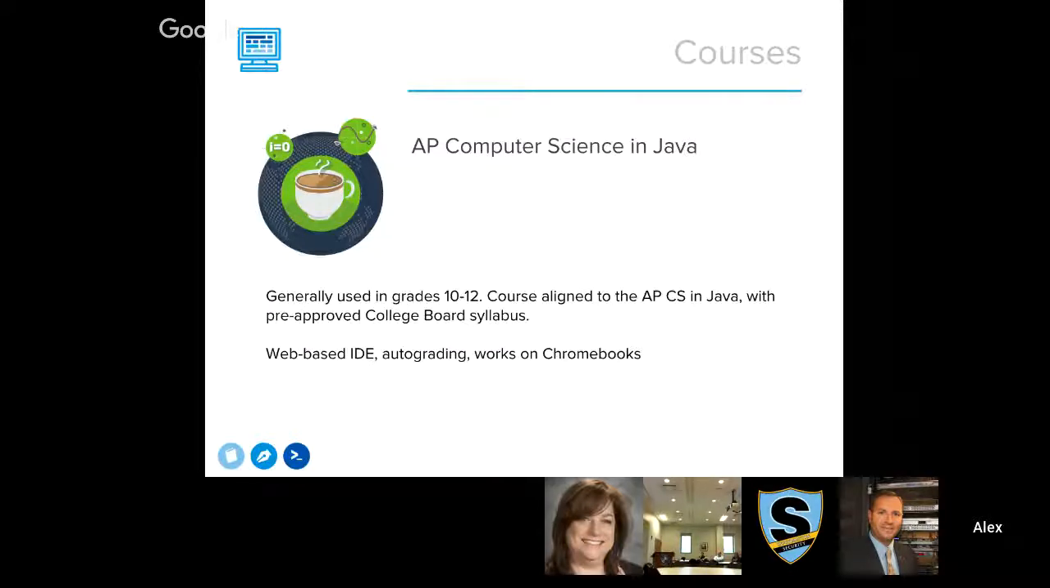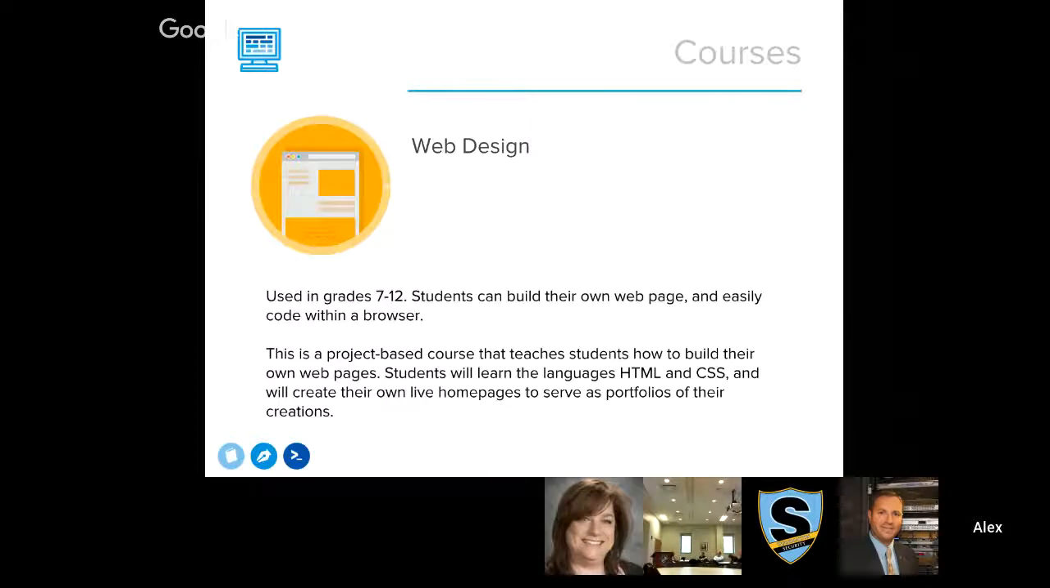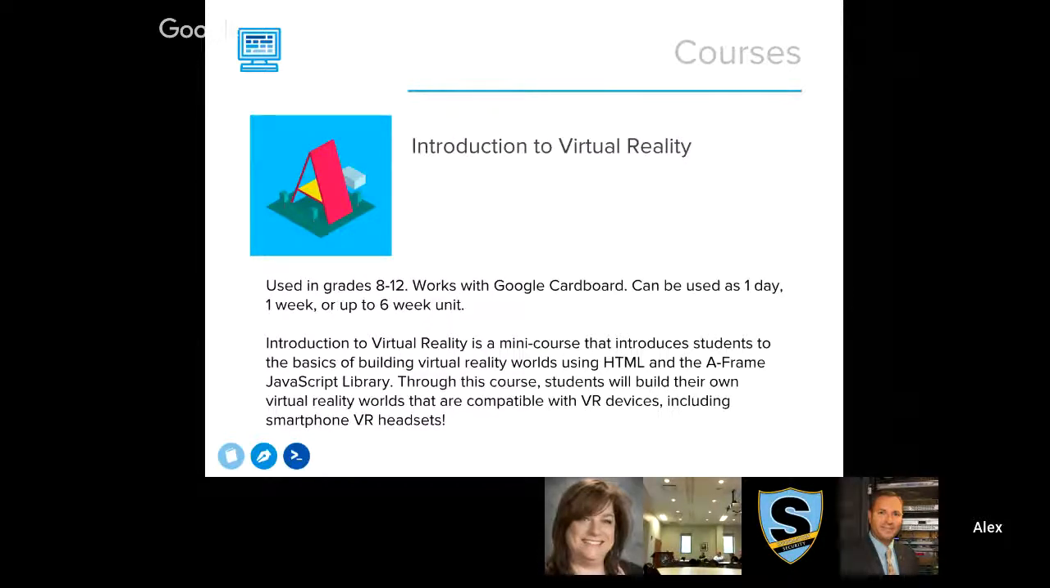This is generally for 10th to 12th grade because it's a little more difficult, and it's got a pre-approved College Board syllabus as well. We use a web-based IDE, so this is auto-grading and works on a lot of Chromebooks, so we're really excited about our AP Java course. We also have a web design course that students can use, as well as a virtual reality course that builds off of the A-frame JavaScript library, which requires students to have a little bit of knowledge on HTML and JavaScript.